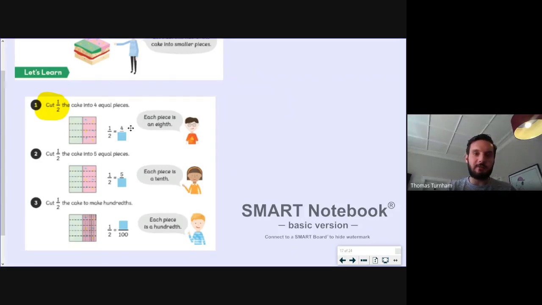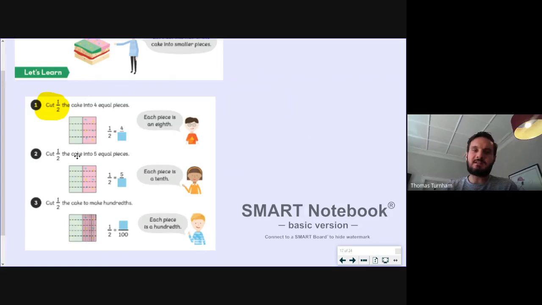And now I want to cut my cake into 4 equal pieces. Well, I'm cutting half of the cake into 4 equal pieces. So 1 piece, 2 piece, 3 piece, 4 piece. There's my half of the cake. And over here, our character says each piece is an eighth. Is that right?